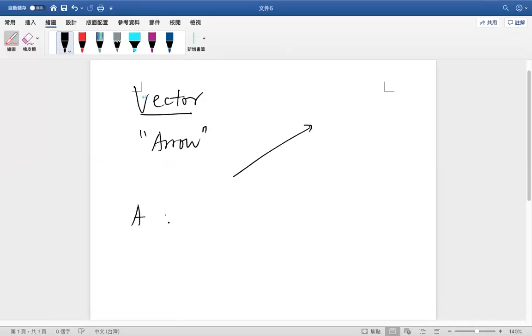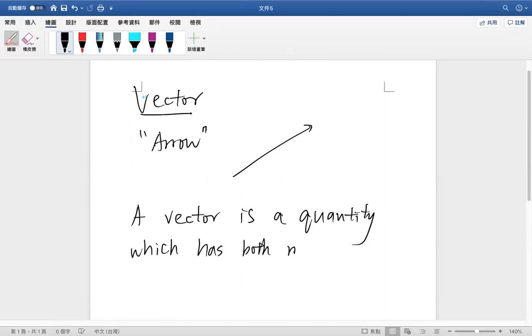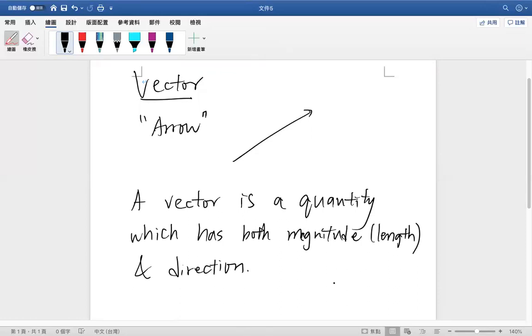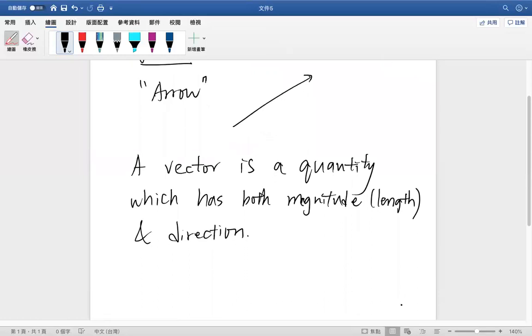All right. So now once you understand this, here is the more formal definition of a vector. A vector is a quantity which has both magnitude and direction. Okay, so magnitude means the length, and direction. I think you understand what direction means, right? Is this okay for the definition of a vector? Okay, cool.